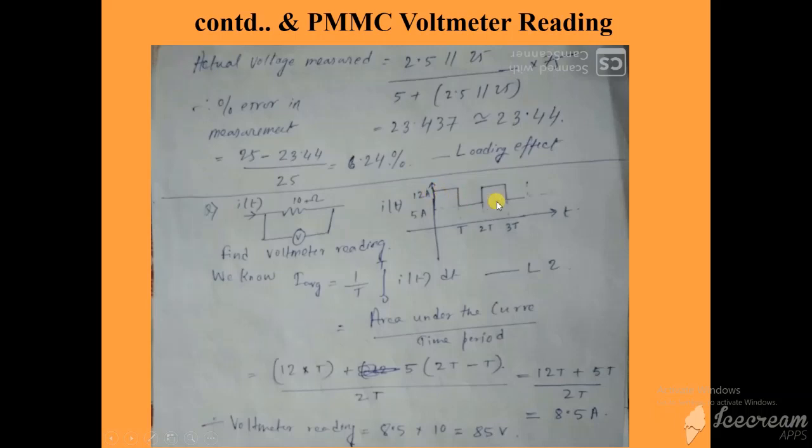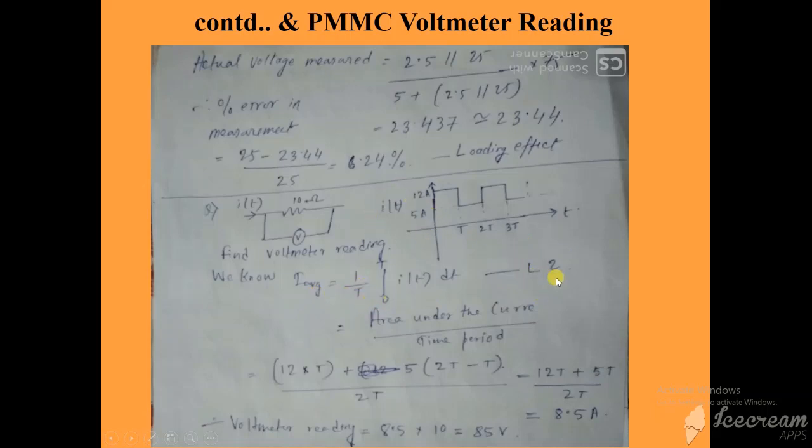So what is the time period? This 2t, this total thing, is the time period. After this time period the curve repeats itself. See, after this 2t time it is repeating itself, going on like this. So we need to find the average.